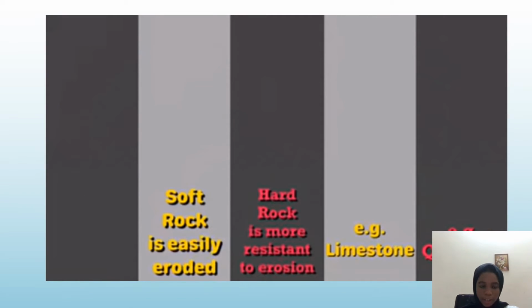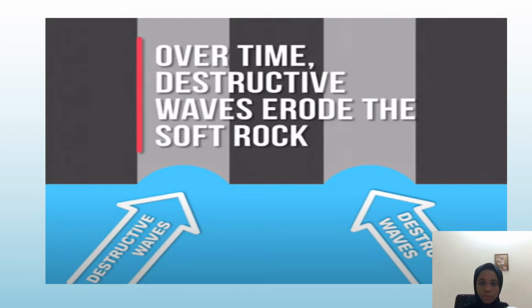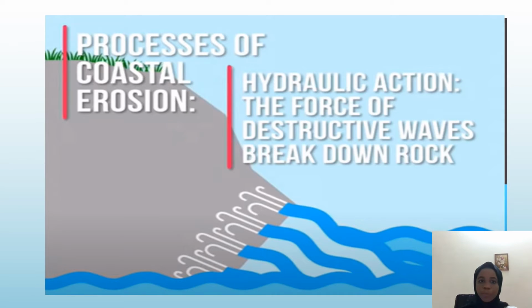Bays and headlands form around coastline where there are hard and soft rocks. Soft rock is easily eroded, and hard rock is more resistant to erosion. An example of a soft rock is limestone, and an example of a hard rock is quartzite. Over time, destructive waves erode the rock. Processes of coastal erosion include hydraulic action. The force of the destructive waves breaks down the rock.